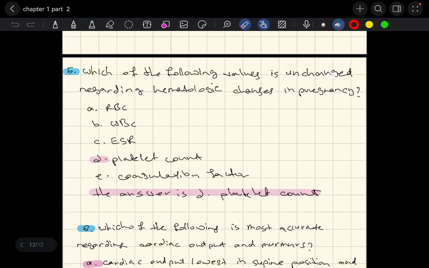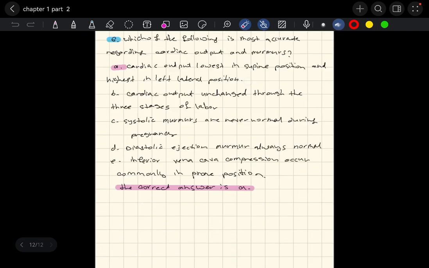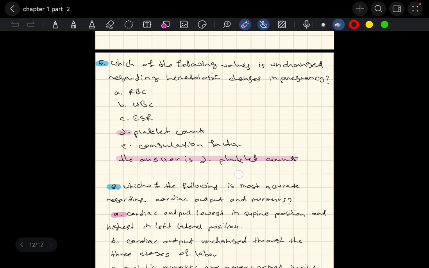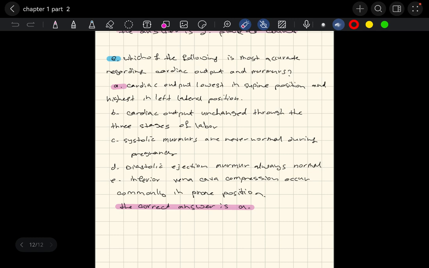And here we have the fifth question. I think, yes, these are the last two questions. So the fifth question: which of the following values is unchanged regarding hematologic changes in pregnancy? The answer is platelet count. And the last one, the sixth question: which of the following is most accurate regarding cardiac output and murmurs? The correct answer is A: cardiac output is lowest in the supine position and highest in the left lateral position. Thank you so much.